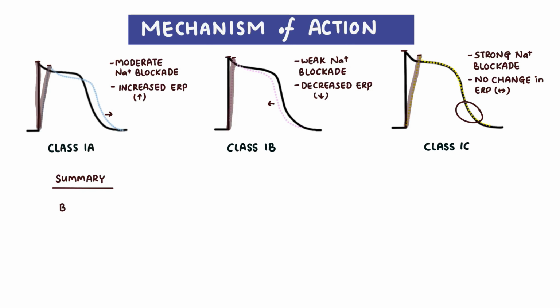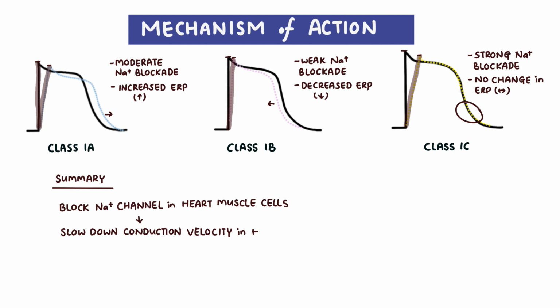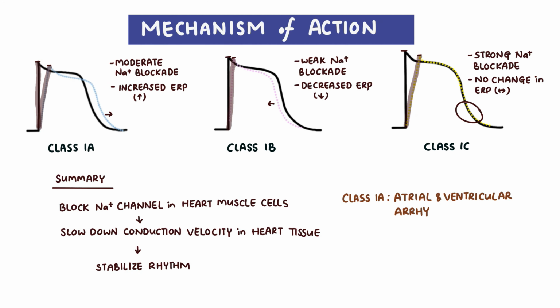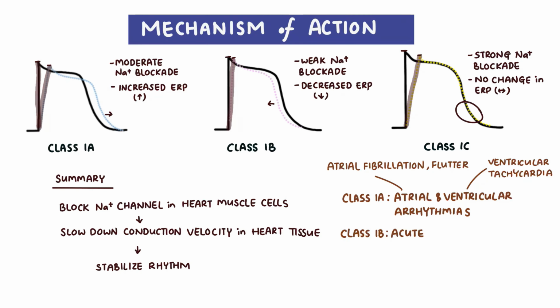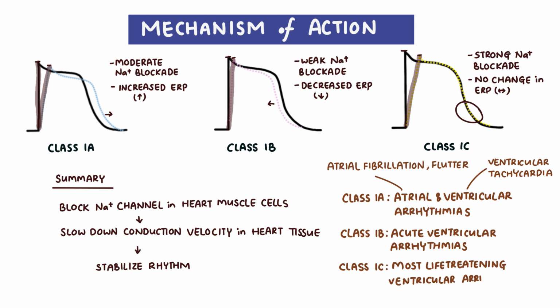To summarize, all class 1 antiarrhythmic drugs work by blocking fast sodium channels in heart muscle cells. This will slow down conduction velocity and help stabilize the heart's rhythm. Class 1A are effective in treating both atrial and ventricular arrhythmias. Examples of atrial arrhythmias are atrial fibrillation and atrial flutter. An example of ventricular arrhythmias is ventricular tachycardia. Class 1B are particularly useful for acute ventricular arrhythmias. Class 1C, the most potent subclass, are mostly reserved for the most life-threatening ventricular arrhythmias.